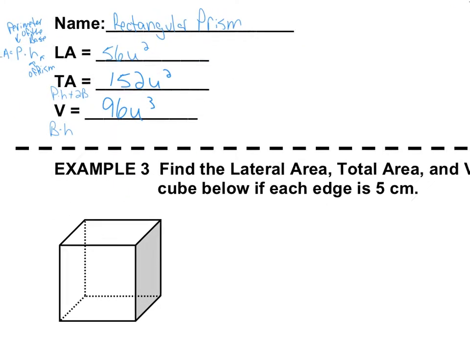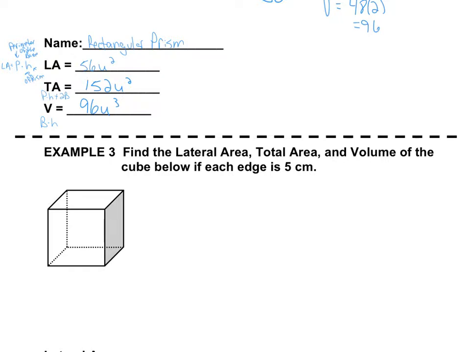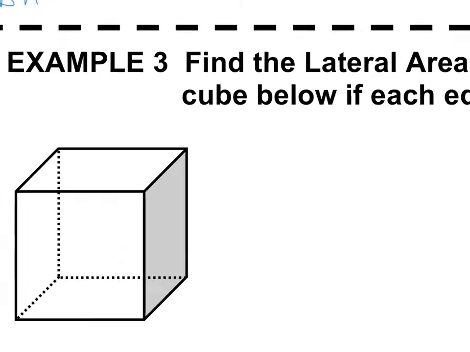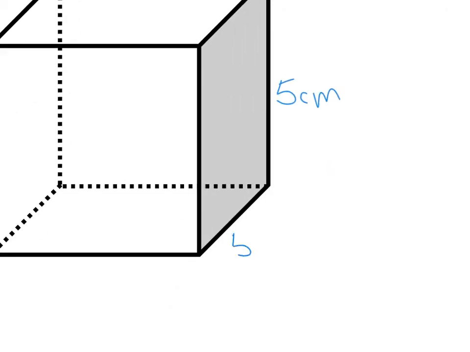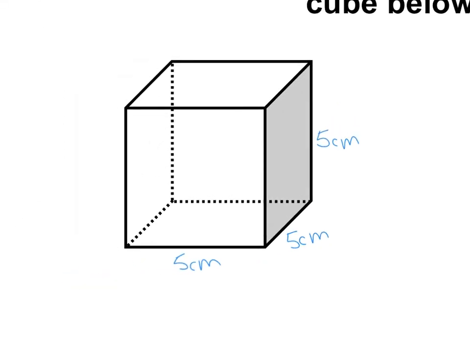Let's look at a pretty easy one here. It says find the lateral and total surface areas and the volume of the cube if each edge is 5 centimeters. So I'm going to put 5 centimeters in all our important pieces. Now this is turned on its side. This over here, the shaded one's the base.